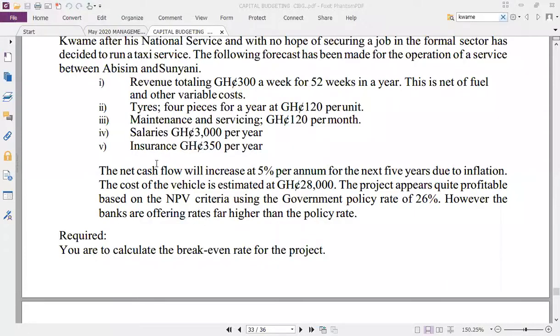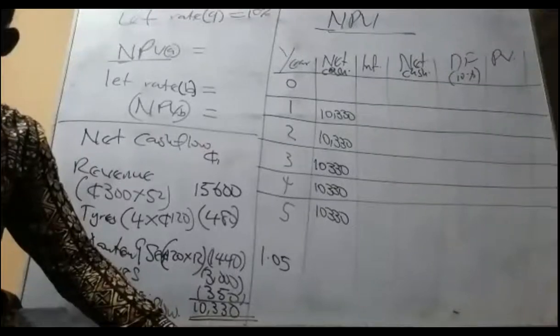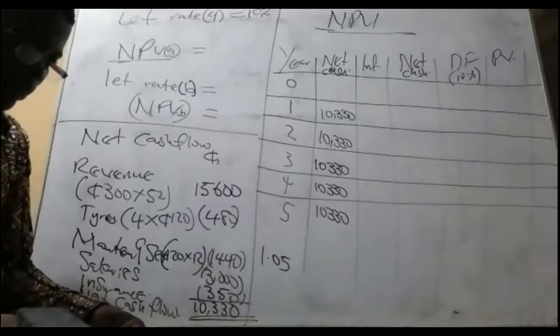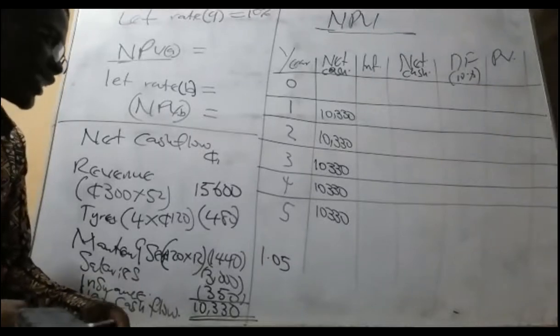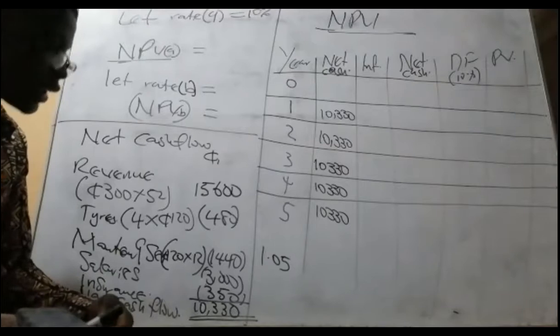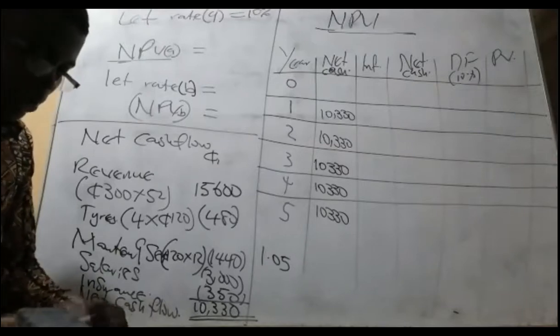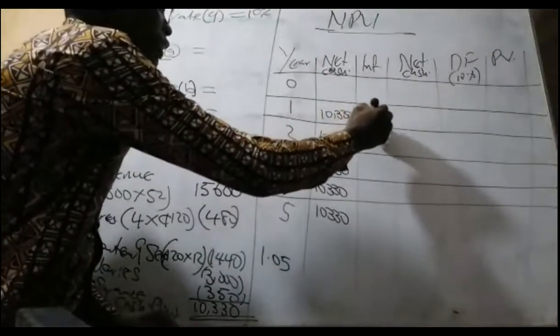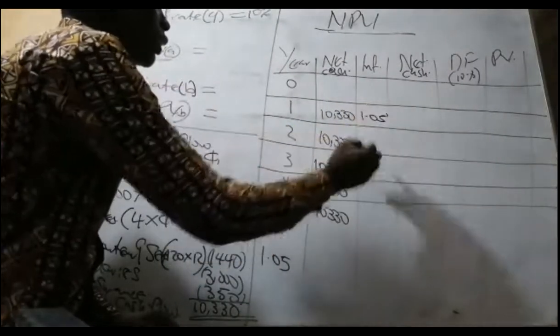It says that the net cash flow will increase at 5% per annum for the next 5 years due to inflation. So the 5 years ahead of us, for the next 5 years. Good. So from now that we are estimating the cash flow, we assume that now it's year 0. So the next year, that's year 1. So it will be 1.05 to the power 1.